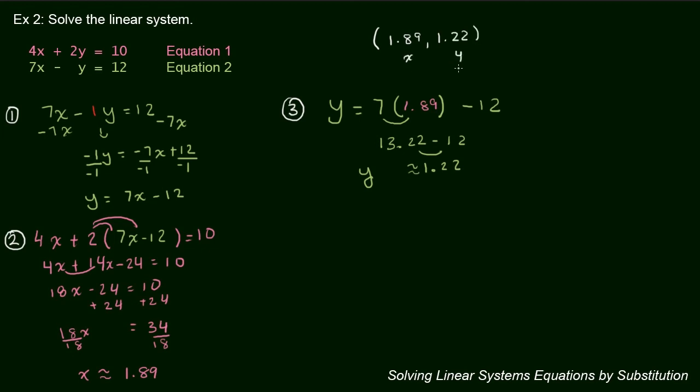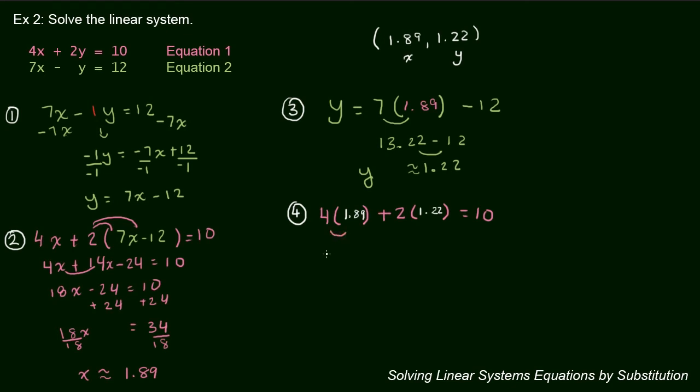In order to verify that this is a solution, I need to check with both equations and make sure that this solution works for both equations in our system. Starting with the first one, I got 4 times, that's where x is going to go, plus 2 times the y value, 1.89 for x, and 1.22 for y, and I'm going to solve this and see if it gives me 10.